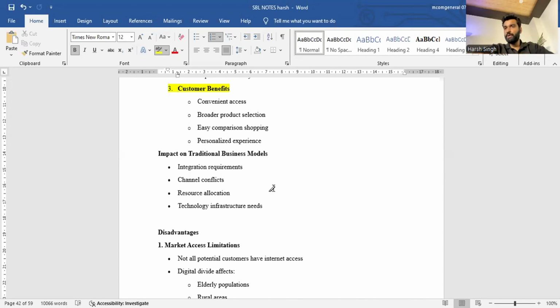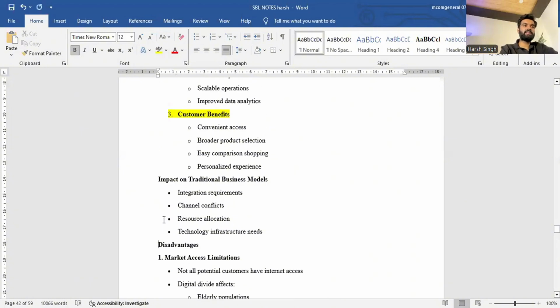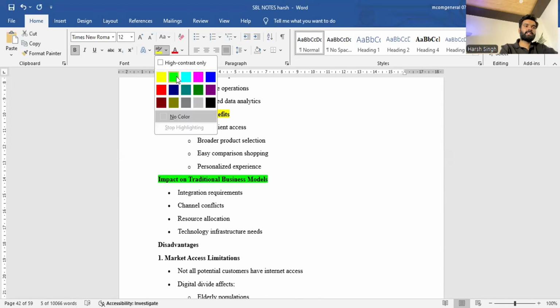After that, the resource allocation. How will you allocate resources, how much resource you will give to the traditional business and how much to the e-business. Then technology and infrastructure needs. What is the technological requirement and what is the infrastructural requirement.